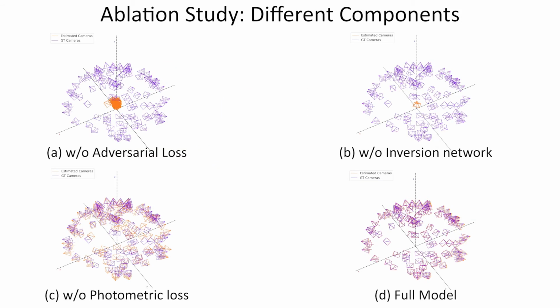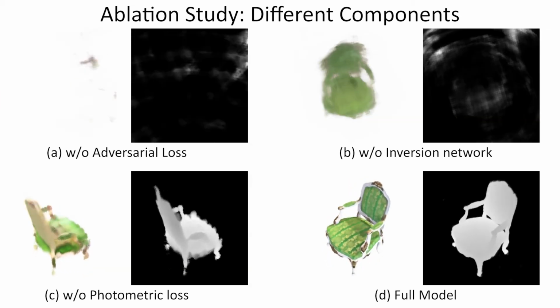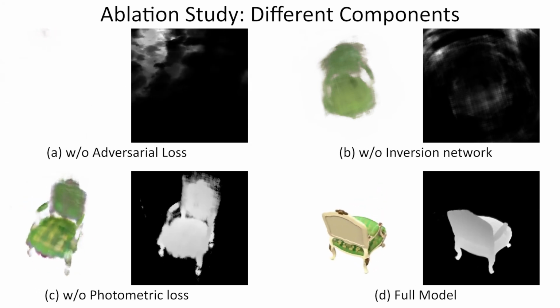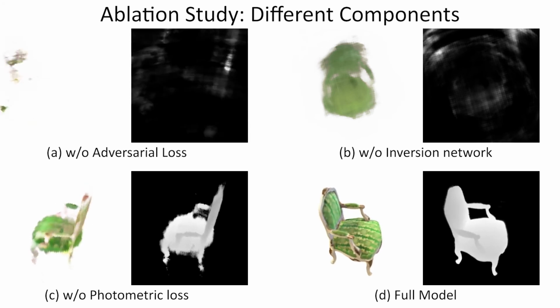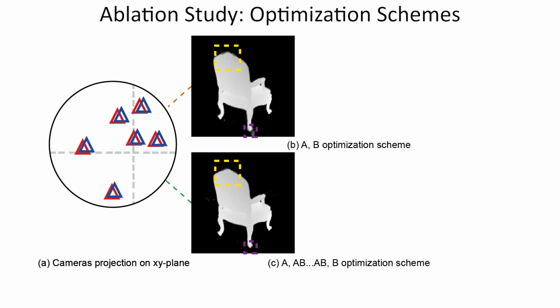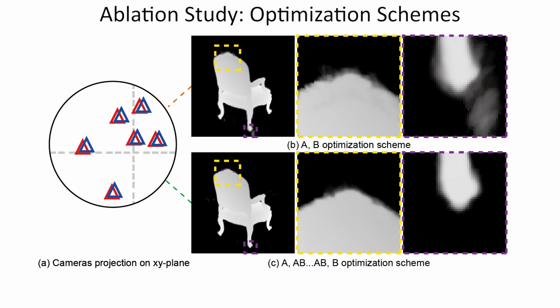Our full architecture, the combination of adversarial training, inversion network, and photometric loss, gets the most accurate camera poses. Without either the adversarial loss or the inversion network, the model is incapable of learning a reasonable camera pose initialization. Without the photometric loss, the model is only capable of getting rough camera poses. The iterative optimization scheme gets much finer geometry along the edge, and the estimated camera poses align much closer to the ground truth camera poses.